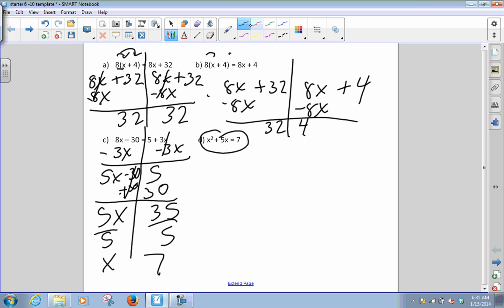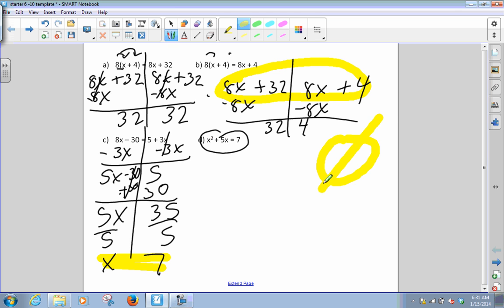So now I'm looking at all of the things that I got, and let me see which one has infinitely many solutions. So this one right here only has one solution. X is equal to 7. So that's not it. Over here, I end up with two amounts that are different on each side of the equal sign. Let me look back up here for a second. This says 8x plus 32. This says 8x is equal to 8x plus 4. Well, that's impossible. You can't have 8x's plus 32 and have it be equal to 8x's plus 4. This side is always going to be bigger because you're adding 32. So this one doesn't have infinitely many solutions.